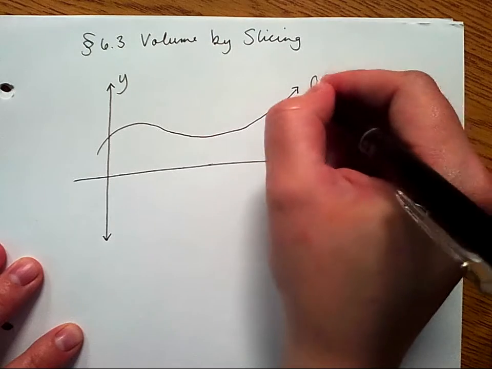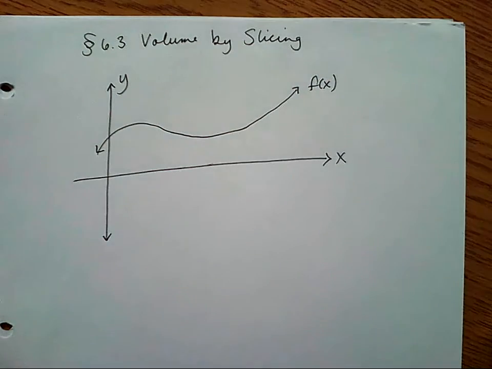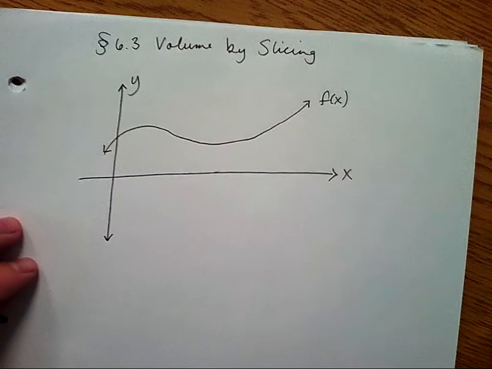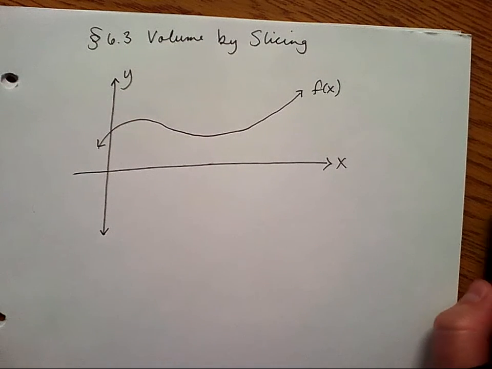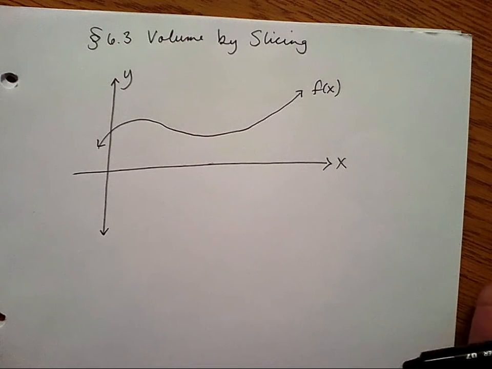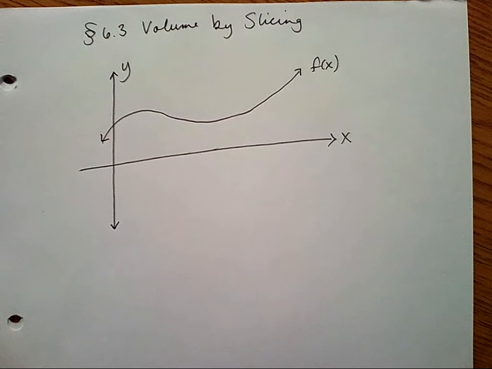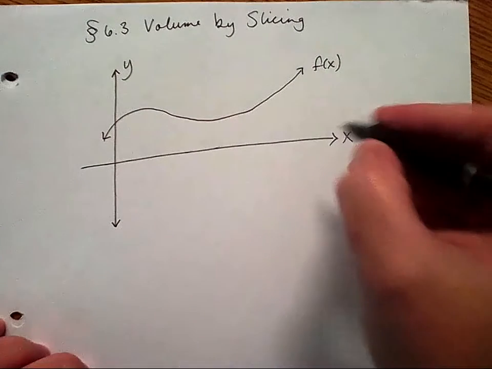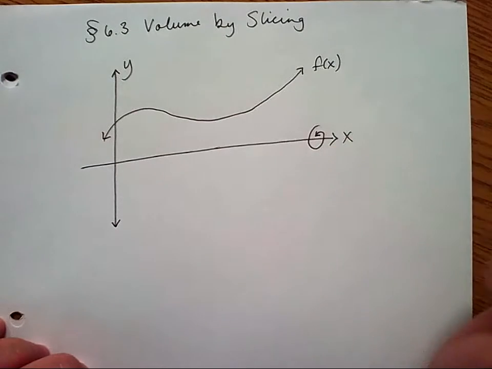Say this is our function f of x. So this is just some random function that's continuous, right? I drew it without lifting up my pencil. Let's say we want to rotate this around the x-axis. So I'm going to do this little swirl. I'm rotating it around the x-axis.